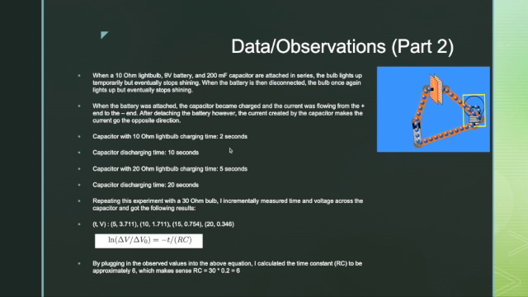When I replaced the 10 ohm light bulb with a 20 ohm light bulb, I found that the charging time increased to about 5 seconds and the discharge time increased to about 20 seconds, so both measures about doubled from their 10 ohm counterpart. When I repeated this experiment with a 30 ohm light bulb, I incrementally measured time and voltage across the capacitor and got the following results.